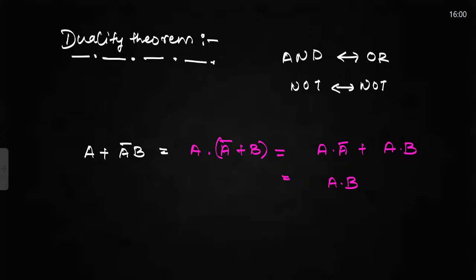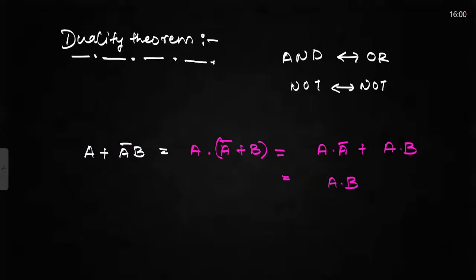A plus A bar B is equal to AB. So that is the duality theorem. Every time the function and the dual function of it may not be the same, but this expression and this expression will always be true. So that is what the duality theorem states.